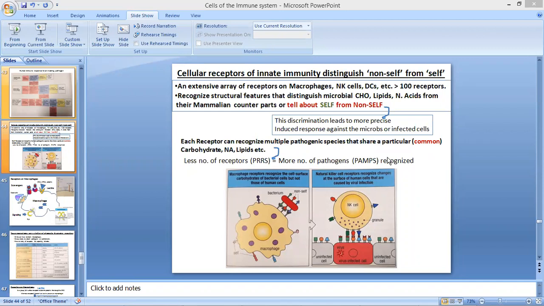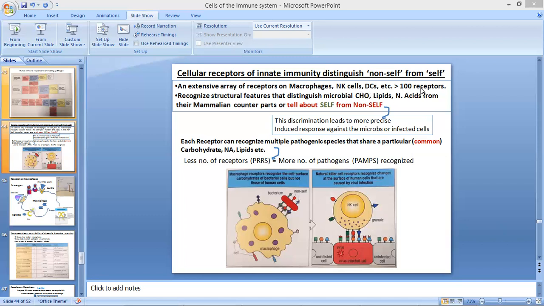Today I'm going to discuss different receptors that are present on the surface of macrophages and help with different functions of the macrophages. But before that, just to talk about the receptors that are present on cells of the innate immune system, there are more than 100 receptors present on the surface of these cells, including macrophages, natural killer cells, and dendritic cells.